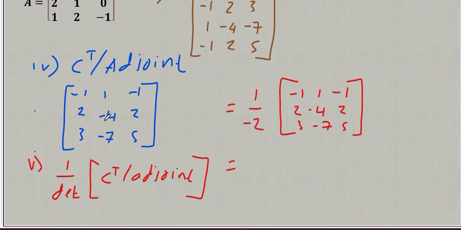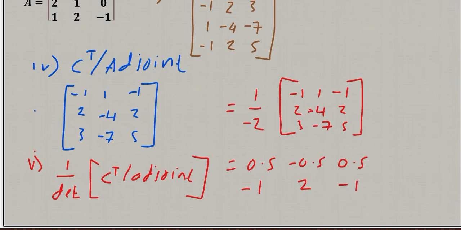You multiply with each and every element. So negative a half times negative 1, that is 0.5. Then negative a half times 1, that is now negative 0.5. Negative 0.5. Then negative a half times negative 1, again that's 0.5. I hope you're following. So 0.5. Then negative a half times 2, that becomes negative 1. So this is negative 1. Then negative a half times negative 4, because this is a negative 4. That becomes 2. Then the other one is negative a half times 2. That becomes negative 1, actually.